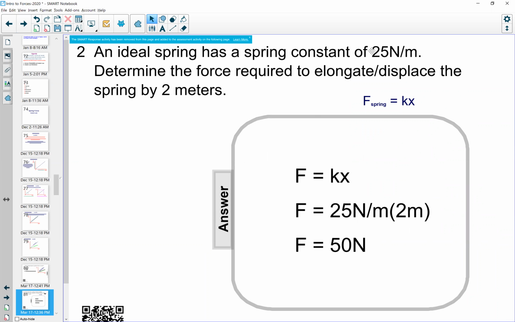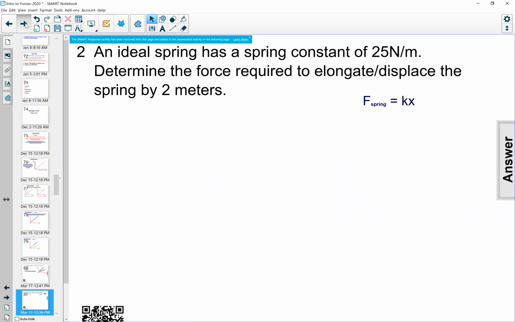Now, if you think about this, 25 Newtons per meter. So if you apply 25 Newtons of force, it's going to stretch that spring a meter. That must be a pretty wimpy spring, right? Because 25 Newtons is not that much force. And if it's going to stretch it a meter with only that little bit of force, it must be a pretty wimpy spring.